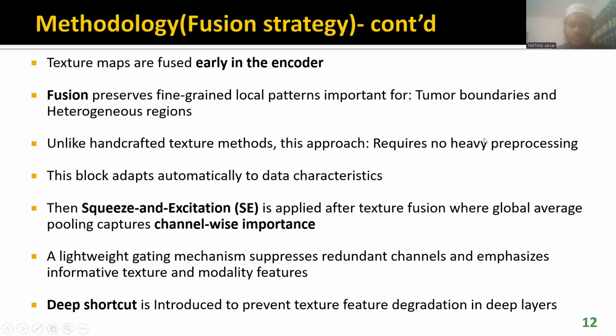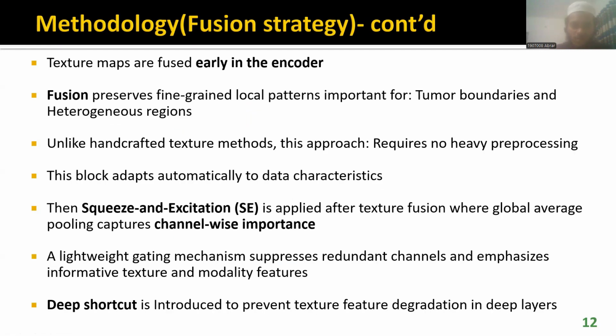So this is the fusion strategy. Texture maps are fused early in the encoder. Fusion preserves the fine-grained local patterns important for tumor boundaries and heterogeneous regions. Unlike handcrafted texture methods, this approach requires no heavy pre-processing, as this is a learnable texture feature, and this block adapts automatically to data characteristics. Squeeze and excitation is applied after texture fusion, while global average pooling captures channel-wise importance. A lightweight gating mechanism suppresses redundant channels and emphasizes the informative texture and modality features. This shortcut is introduced to prevent texture feature degradation in deep layers.